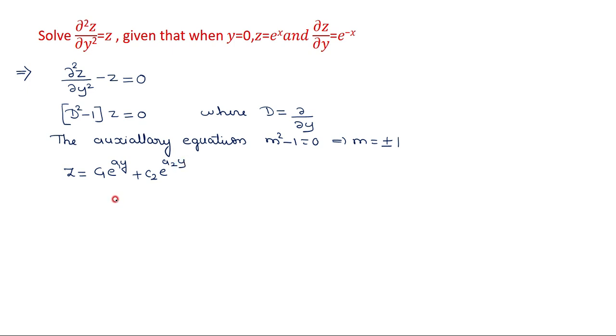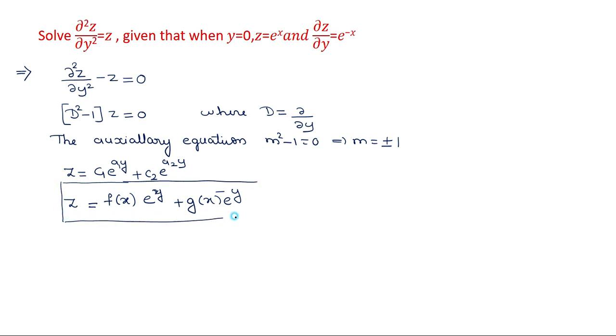Now here, since it is a partial differential equation, instead of writing an arbitrary constant, if the partial differential equation is with respect to y, then we need to take arbitrary functions of x. So the solution of this given problem is z = f(x) e^y + g(x) e^(−y), where the roots of the equation are 1 and −1. So this is the general solution. Take this as equation 1.